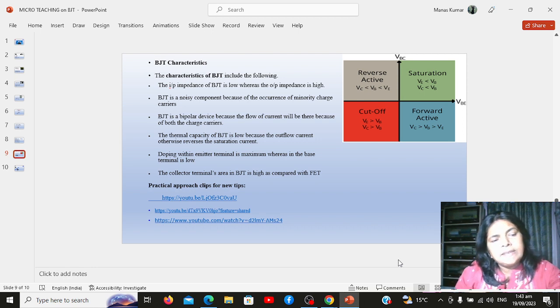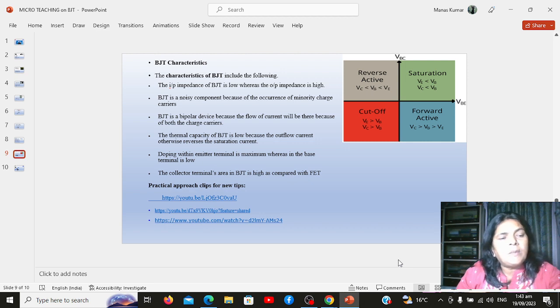When both the junctions are forward biased, then the transistor is said to be operating in the saturation region. The transistor operated in the saturation region acts like a closed switch and the collector current becomes maximum. When both the junctions are reverse biased, the transistor is said to be operating in the cutoff region.